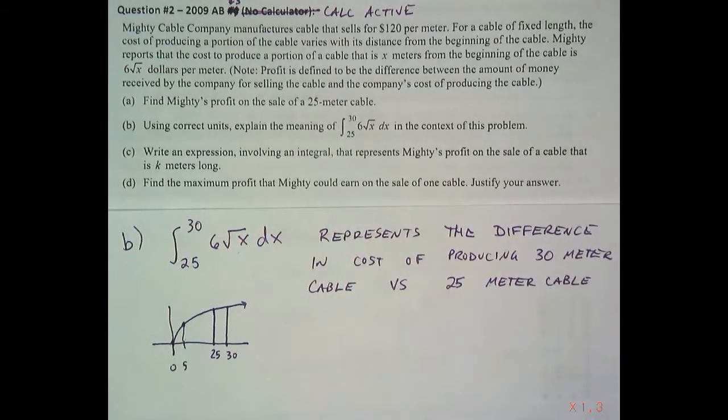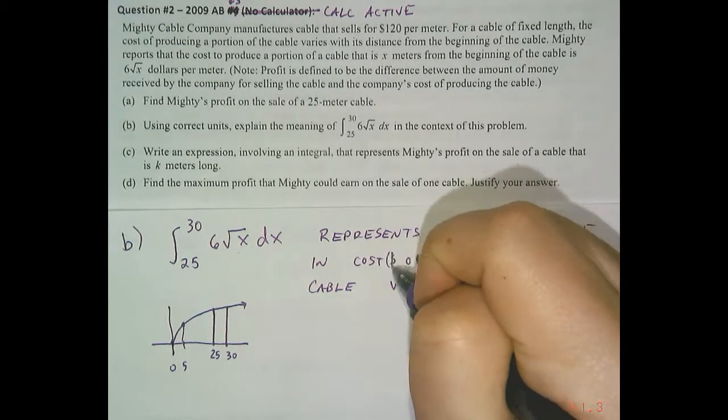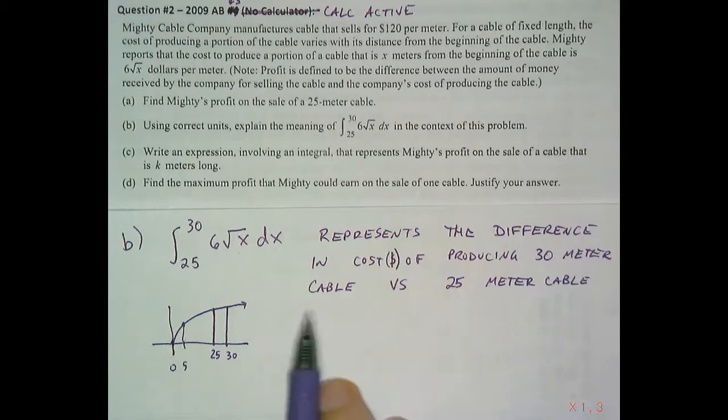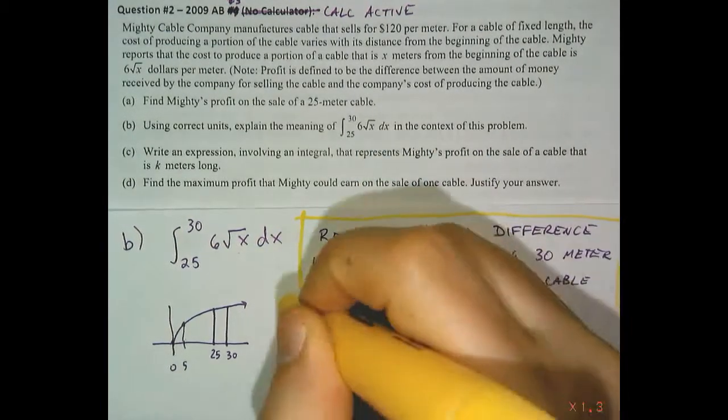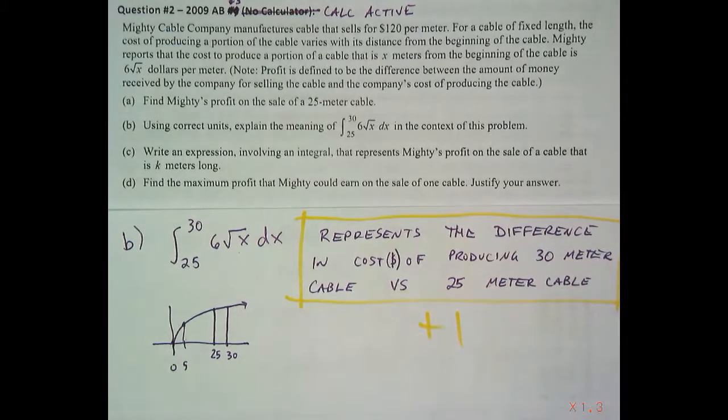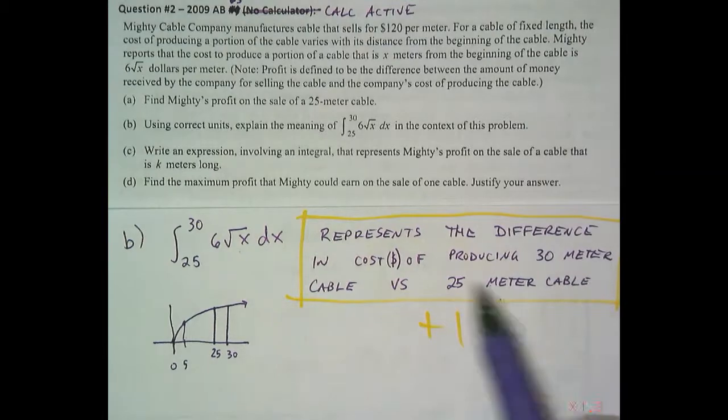Using correct units, double check our units, this represents the difference in cost in dollars, I should put that in there, of producing 30-meter versus 25-meter cable. This is worth only 1 point. Either you understood the meaning of it or you did not. So you have to include the units, meters and dollars.